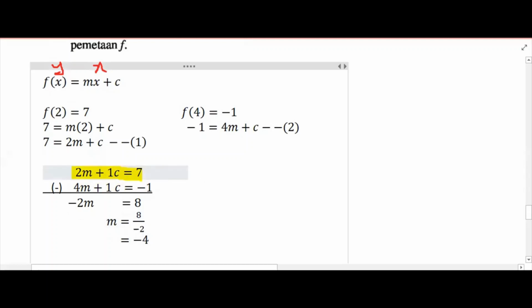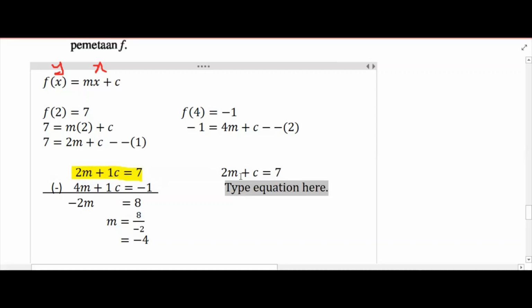Okay, so 2M plus C equals to 7, right? Then M kamu sudah dapat negatif 4. Okay, kita ganti dengan M negatif 4. So 2M plus C equals 7, M is negative 4. So 2 darab negatif 4, negatif 8, tambah C sama dengan 7.